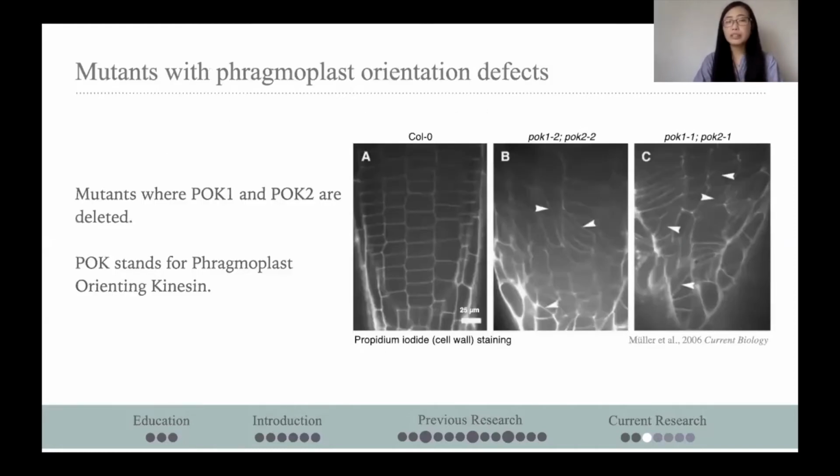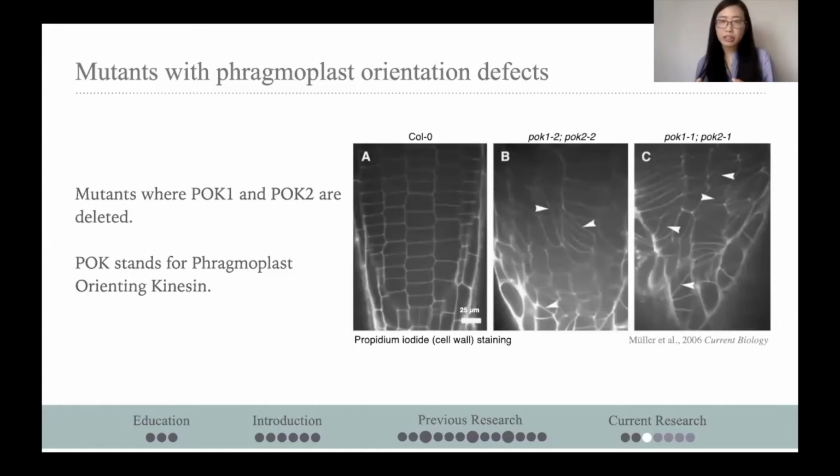So for example, if you have problems with this, your plants will look like this. So these are some mutants with phragmoplast orientation defects. You can see in image A, the cells are very beautifully organized, and in B and C, they are very, very badly organized, and this can cause a lot of problems for the overall organism.